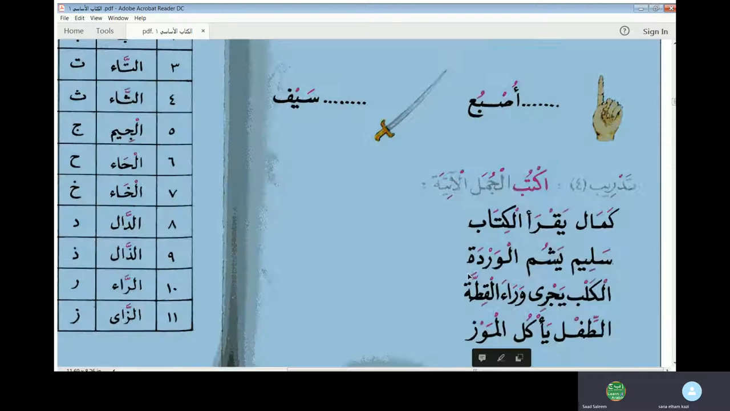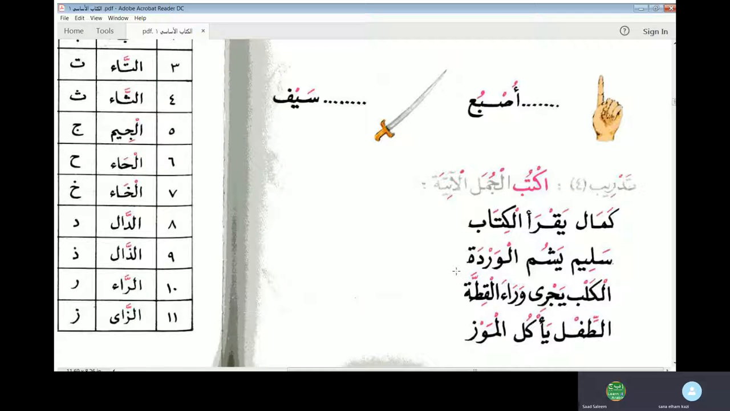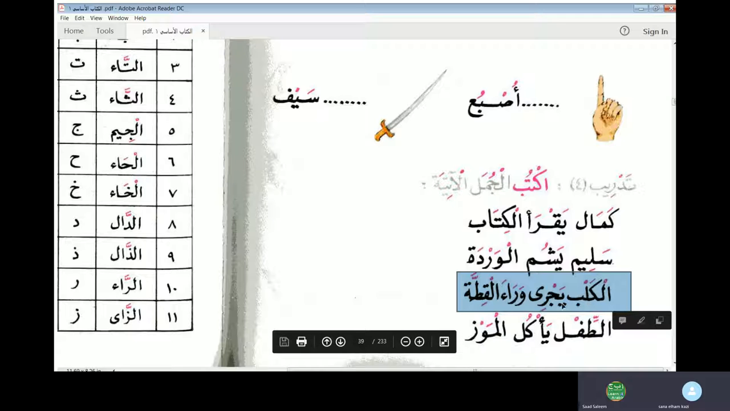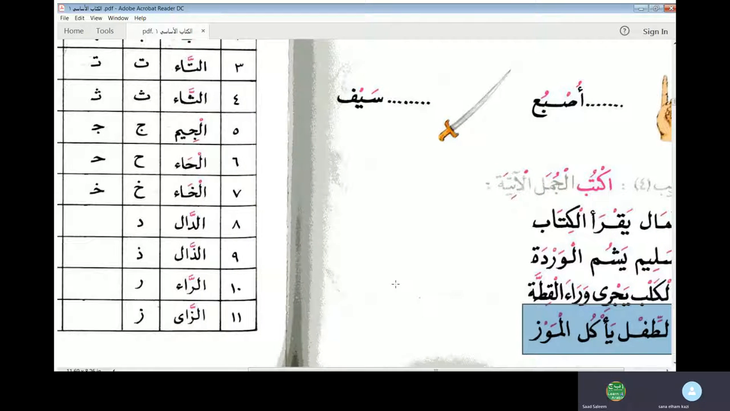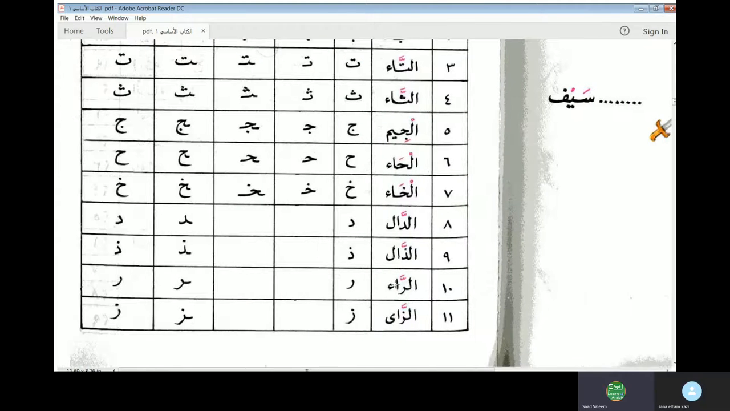Even though it's not mamnu' min as-sarf, he's smelling the object, right? Yes, because it is an object, that's why it has fatha. Al-kalbu yajri wara' al-qitta. The dog is running behind the cat. The boy is eating the banana. Charles is eating bananas.